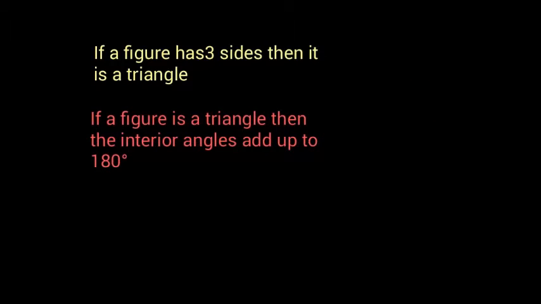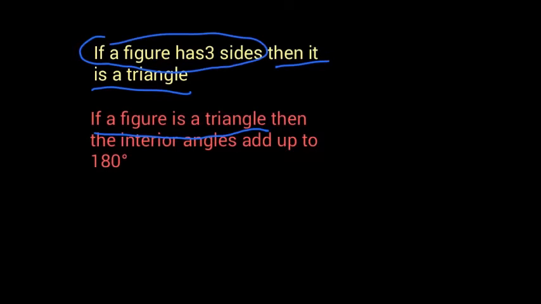Alright, our first example here is, the first one is, if a figure has three sides, then it is a triangle. And our second statement is if a figure is a triangle, then the interior angles add up to 180 degrees. So you'll notice here that the hypothesis of one, if a figure is a triangle, and the conclusion of the other, then it is a triangle, are the same. So now we can take the other two parts and make a conclusion.